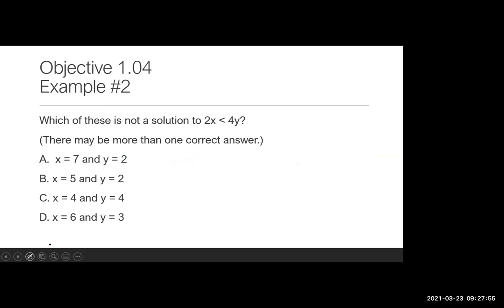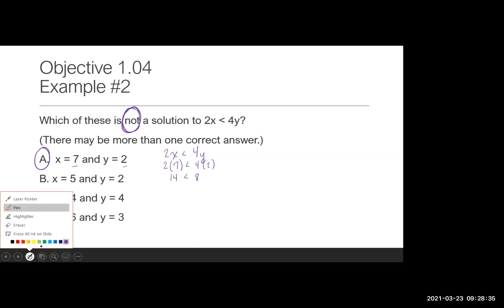Okay, let's do one more like that. So for this one, which one is not a solution? Okay, so we start with 2x is less than 4y. And we put in 7 for x and 2 for y. So I've got 2 times 7 is less than 4 times 2. So 2 times 7 is 14, is less than 4 times 2, which is 8. Okay, 14 is not less than 8, so this is not a solution. Remember, we're doing the reverse of this one. We're identifying the ones that are not solutions.